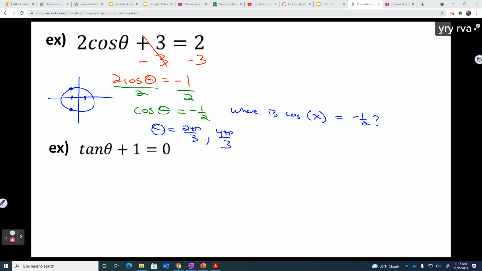2 pi over 3 is up here. And down here is the 8 pi over 3. Or 4 pi over 3. You said 8 pi over 3, right? Okay. Yeah, 4 pi over 3. And you can look at your unit circle if you need to for that. Those are going to be the 2 places where the x is negative a half. This one will be negative a half, positive radical 3 over 2, and this is negative a half, negative radical 3 over 2. So those 2 answers.